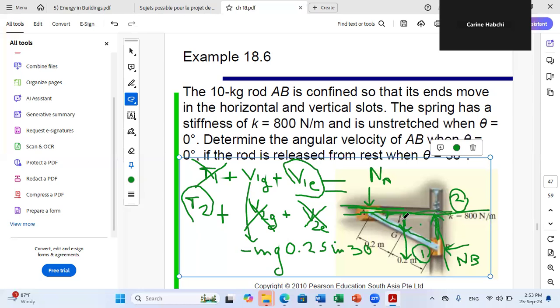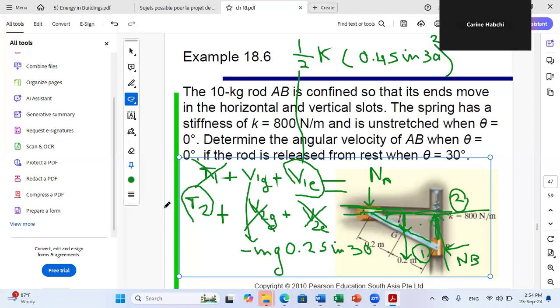Okay, so V1 elastic can be calculated as half K times delta L2 square. Well, delta L2 is equal to 0.4 times sine 30, square. Okay, and now we still have to apply the equation for T2.